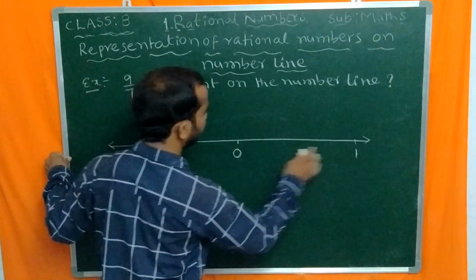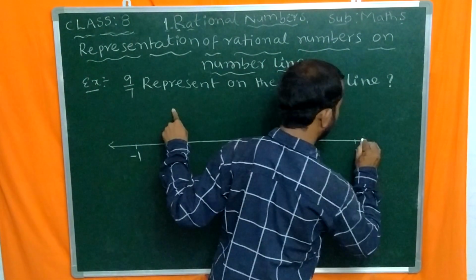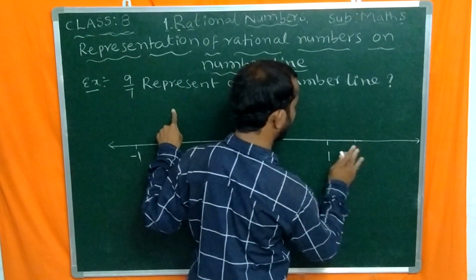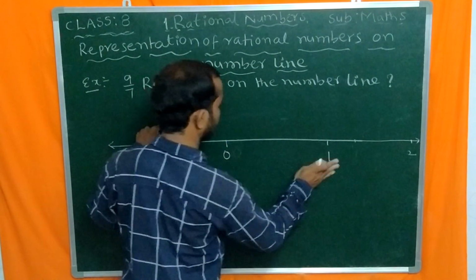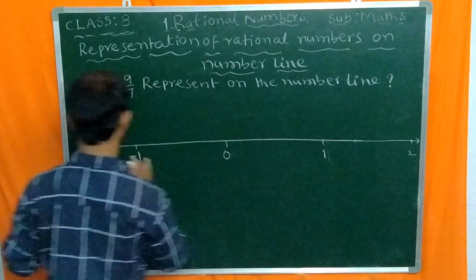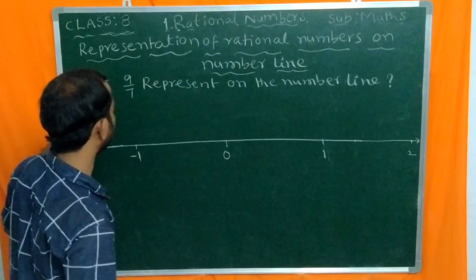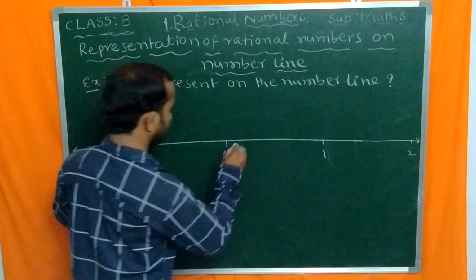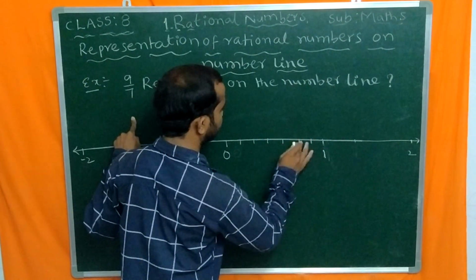Each and every unit is divided into 7 equal parts. Here 1 and 2, this is 0. 1 unit and 2 units, left side also minus 1 and minus 2. So each and every unit is divided into 7 equal parts: 1, 2, 3, 4, 5, 6 and 7.